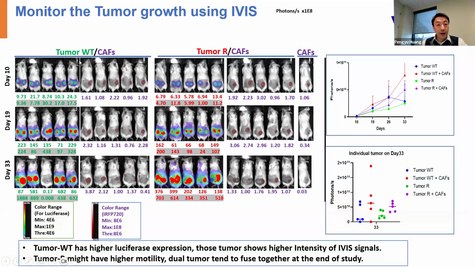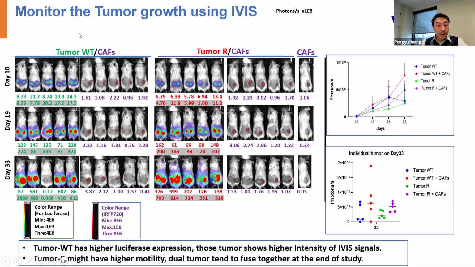As I mentioned, we have two groups, wild-type tumor and the tumor R. So the imaging has two kinds. One is from the tumor, which is luciferase based. One is from the CAFs, which is fluorescent based. You can clearly detect the CAFs. But I also want to mention that the CAFs, without the tumor, if there's no injection, they will die. So they can survive together with the tumor.